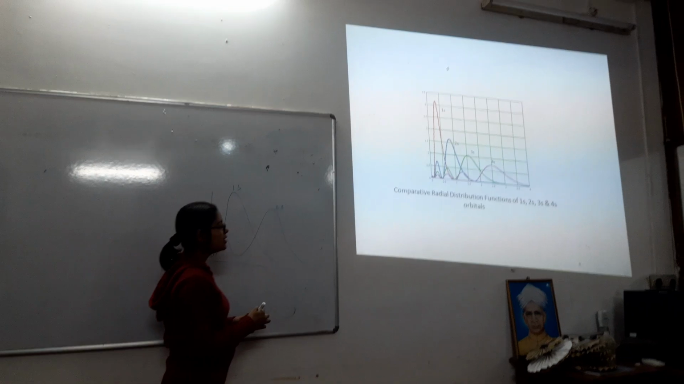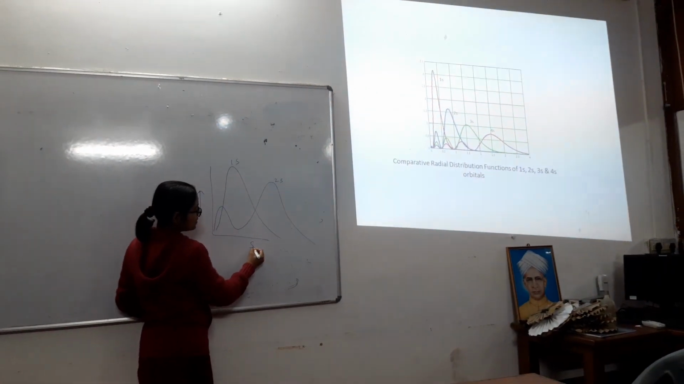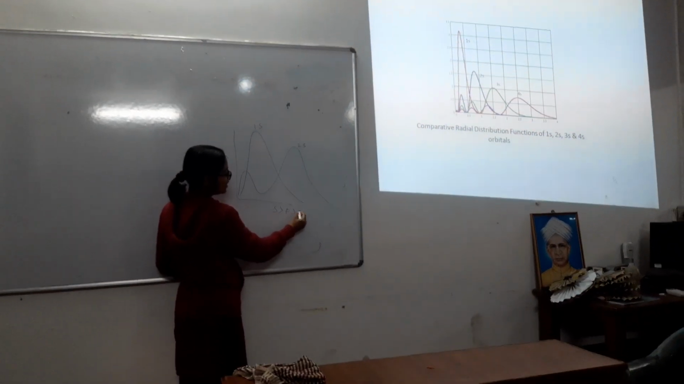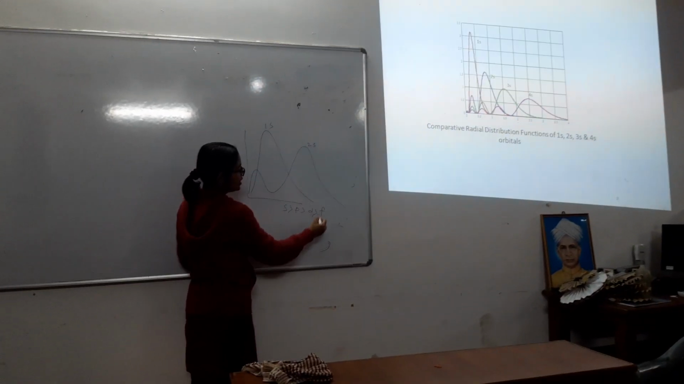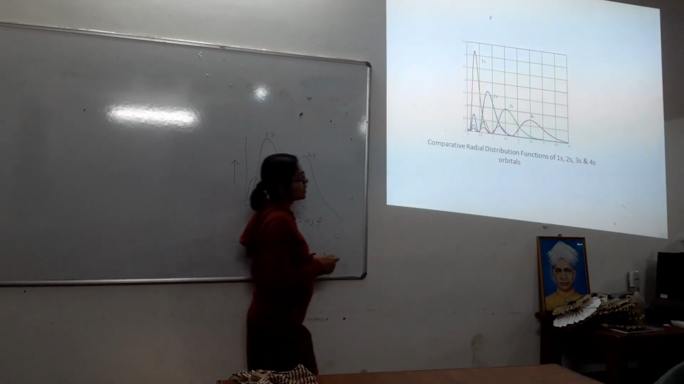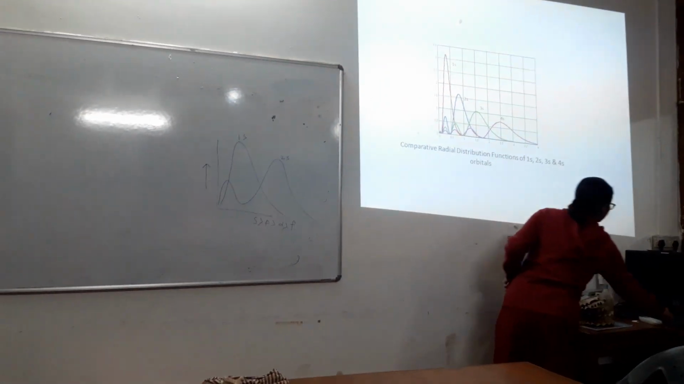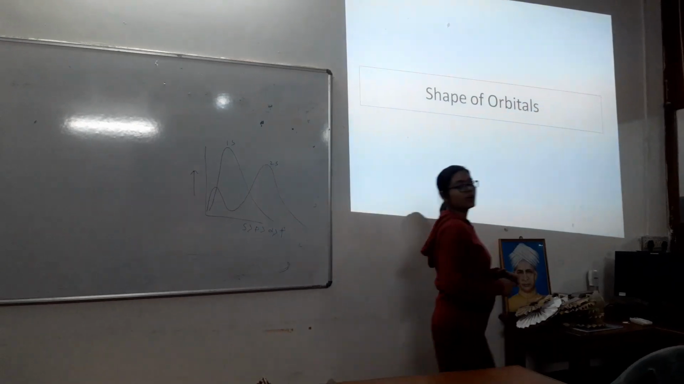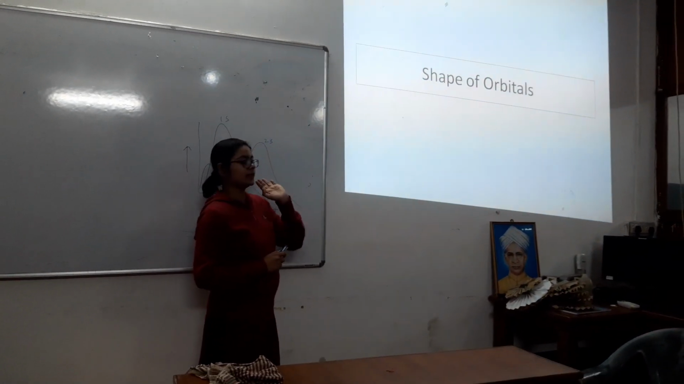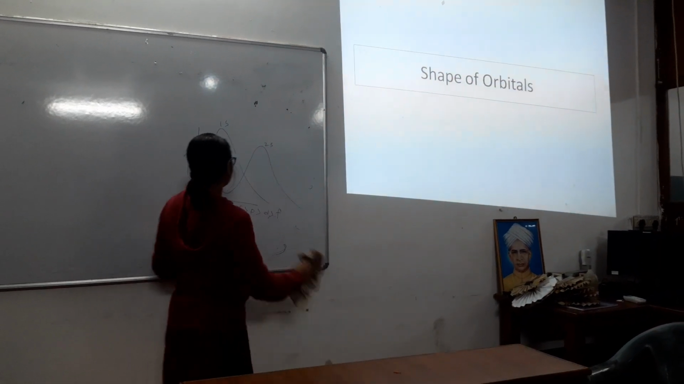And this penetration tendency is like this. The s orbital has the maximum penetration, then p, then d and then f orbital. This is the order of penetration of orbitals. So this is the radial distribution function of orbitals. Now we move on to the shape of orbitals.